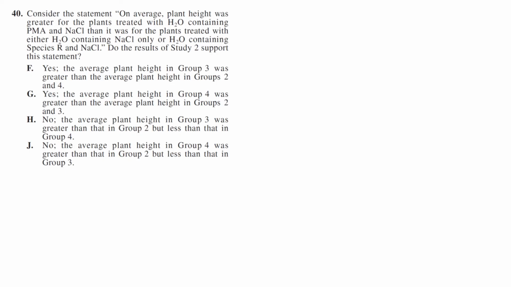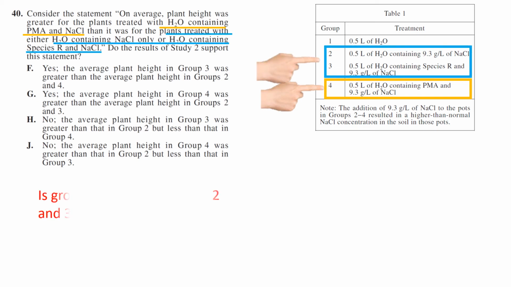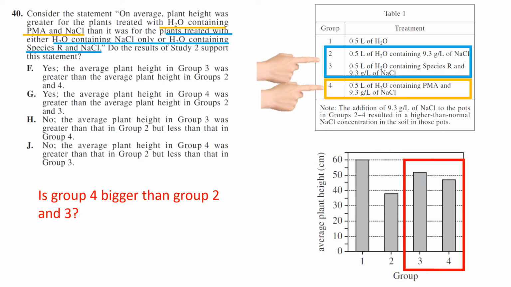Consider the statement, on average, plant height was greater for plants treated with H2O containing PMA and NaCl. So it's going to be in table 1, and that's going to be group 4, than it was for plants treated with either H2O containing NaCl or H2O containing species R. So that's 2 or 3. So it's group 4 bigger than group 2 or 3. So we go to the table, we see that in group 4, it is definitely smaller than group 3. So the answer has to be no. We just got to see which one gives us the correct answer. Group 4 was less than group 3, so your answer has to be J.